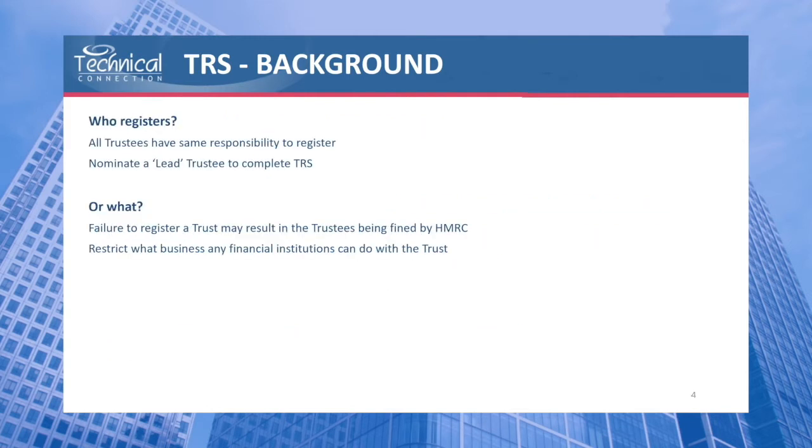It is worth covering off here who is responsible for completing the TRS. The regulations are clear that the trustees all have a joint responsibility to complete the TRS. In practical terms, the trustees should agree on which of them is to be the lead trustee, and it's the lead trustee who then completes the TRS. The lead trustee can be changed later on if wished.